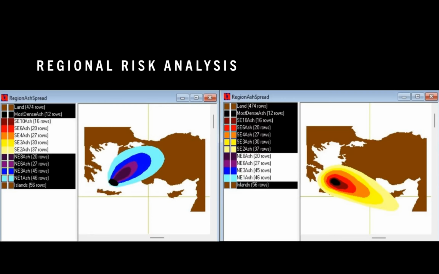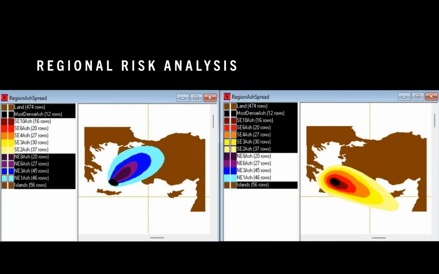To look at a regional risk analysis, as the second part of our risk analysis, we can see two different spreads of regional ash. On the left was the regional ash spread from the northeast vent, and on the right is the regional ash spread of the central vent.